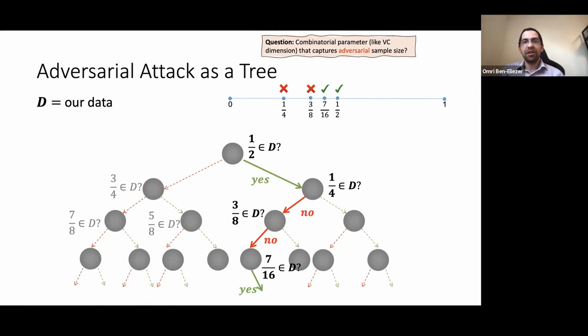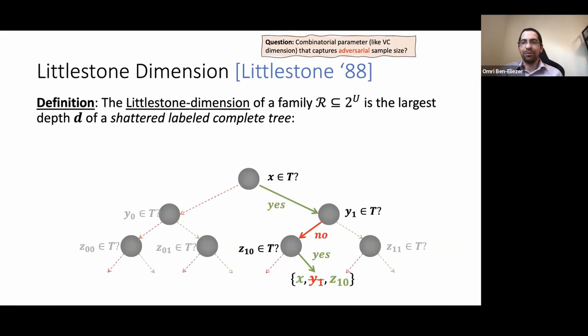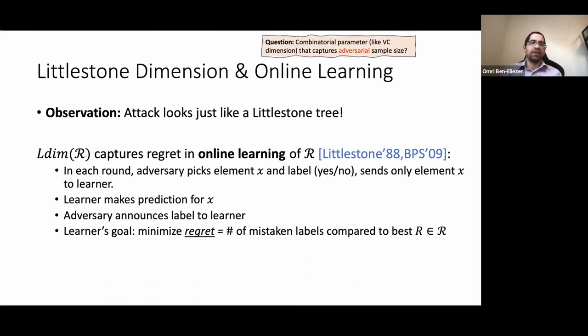And it turns out that the adversarial attack can, in some sense, be represented by a tree, but not a tree where labels at the same depth are equal. The labels have to be different in each node of the tree. And there is a definition that is closely related to VC dimension and looks exactly like this tree. This is the Littlestone dimension. The Littlestone dimension is the same as VC dimension, except that we allow labels at the same depth not to be equal. And Littlestone dimension, in fact, characterizes online learning in many ways. For example, it captures regret in online learning.